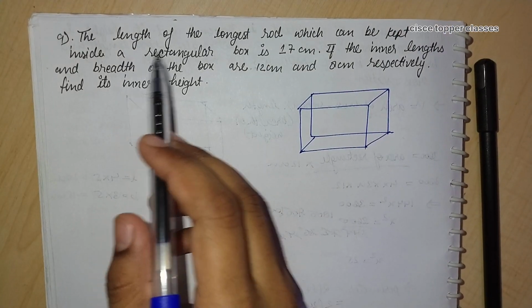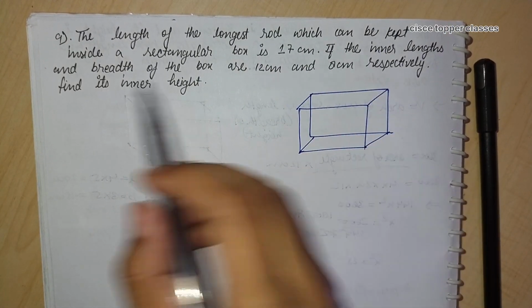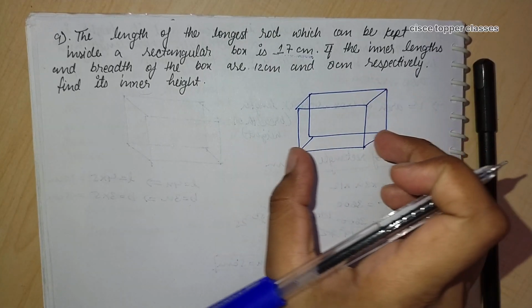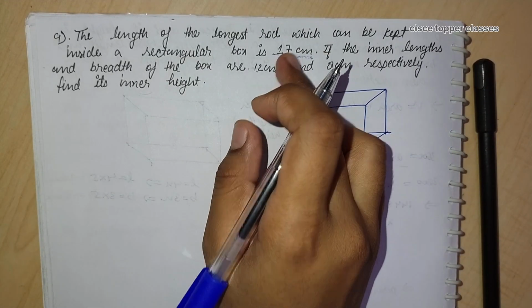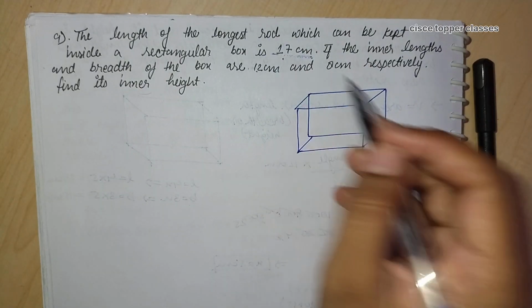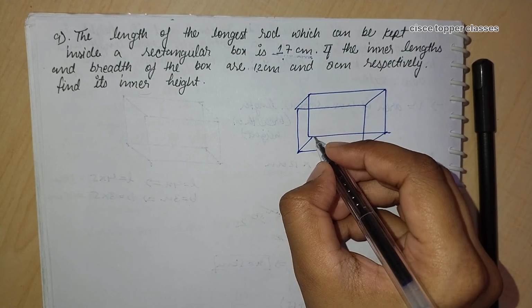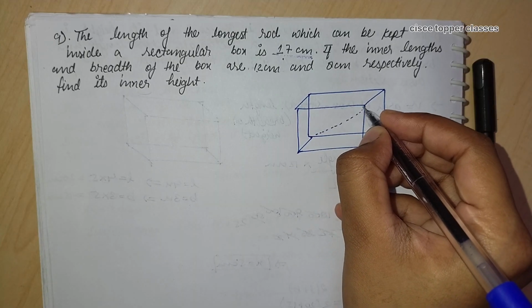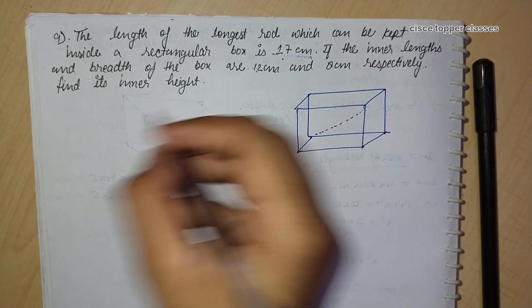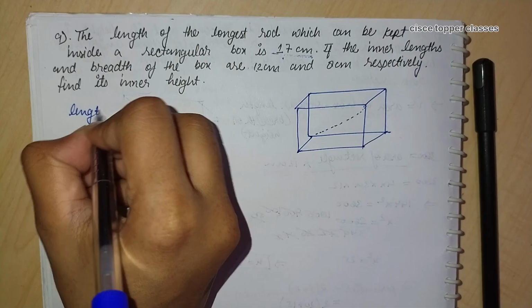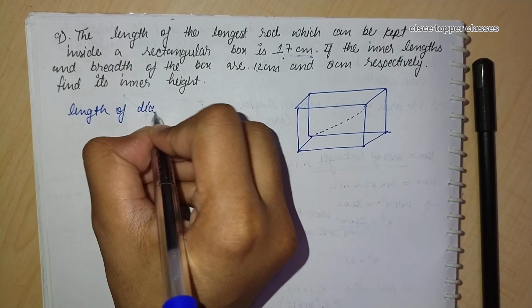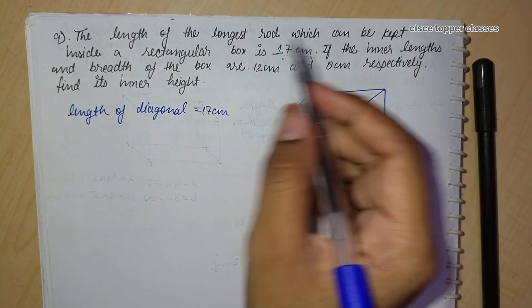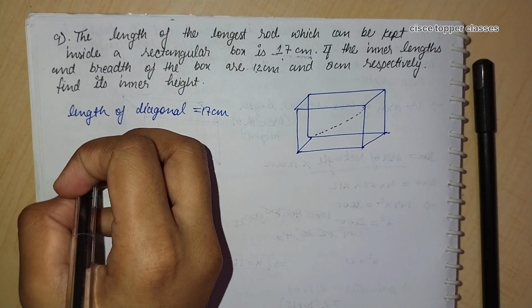Let's solve the ninth question. The length of the longest rod which can be kept inside a rectangular box is 17 centimeter. Since it is the longest rod which can be kept in a rectangular box, it will be the diagonal, because it goes from one corner of this cuboid to the other corner. So this is 17 centimeter, the same as the length of diagonal of this cuboid.